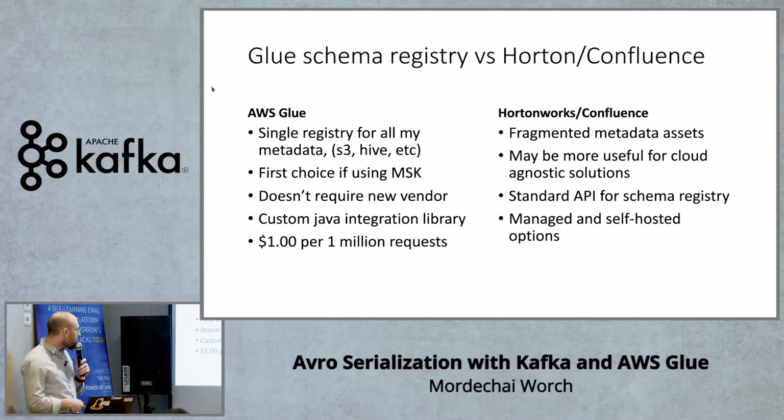So AWS Glue is not too expensive. You're talking about $1 per 1 million requests. Since you're only really using Schema Registry when you're initializing the client, you don't see cost there too much. However, you have to use this really annoying Java integration library, and it sucks.